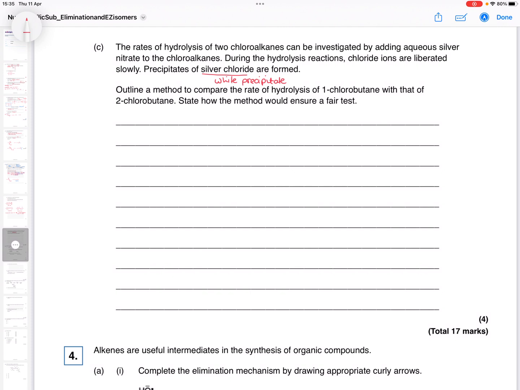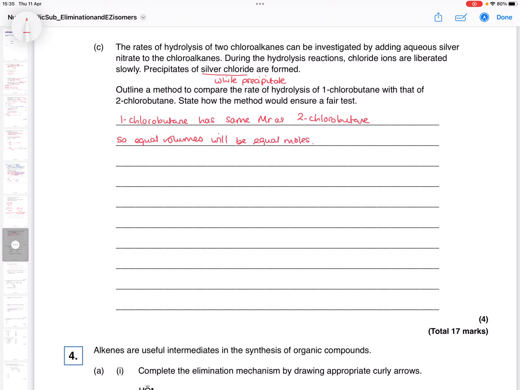Outline a method to compare the rate of hydrolysis of 1 chlorobutane with that of 2 chlorobutane. State how the method would ensure a fair test. So the first thing to mention is that 1 chlorobutane has the same MR as 2 chlorobutane. So equal volumes will be equal moles. So that's not always the case.